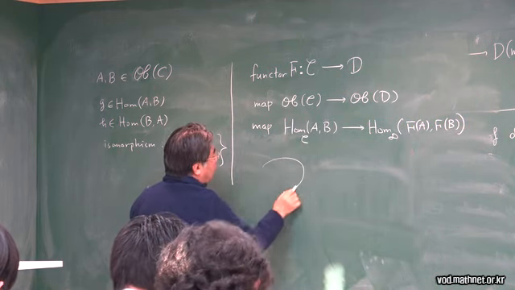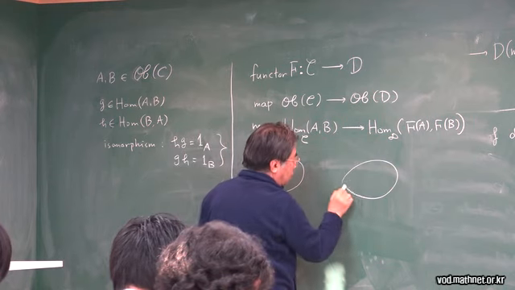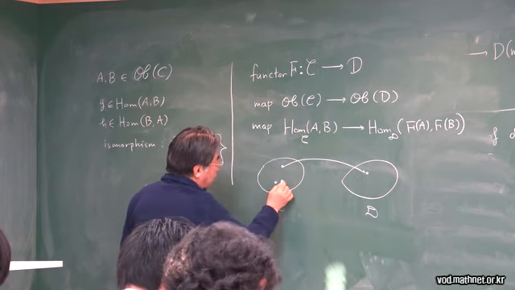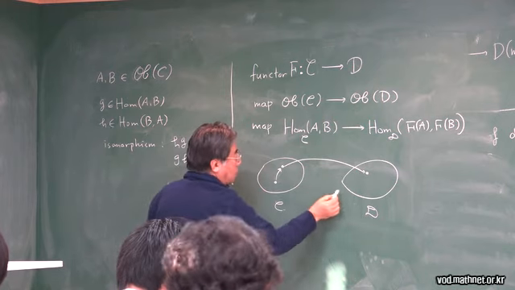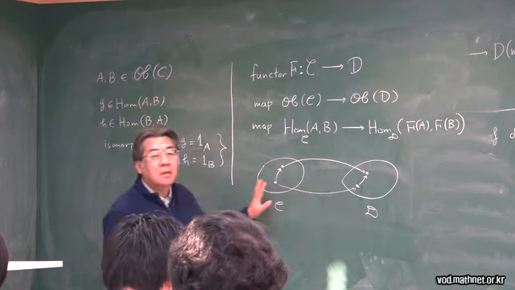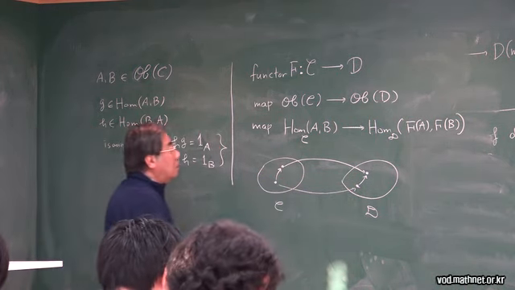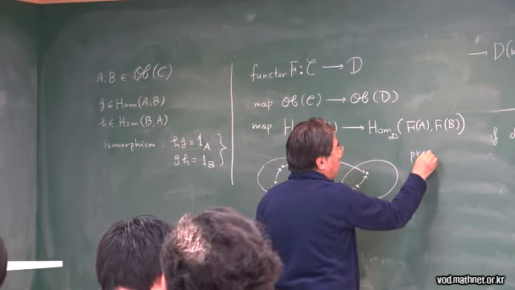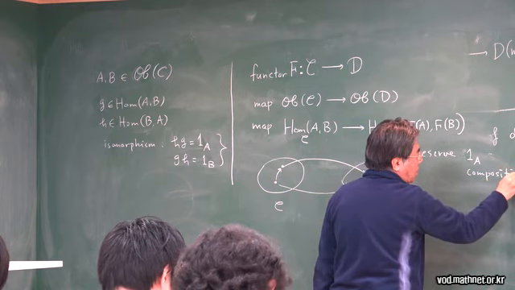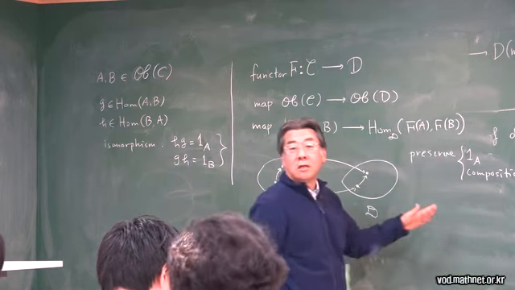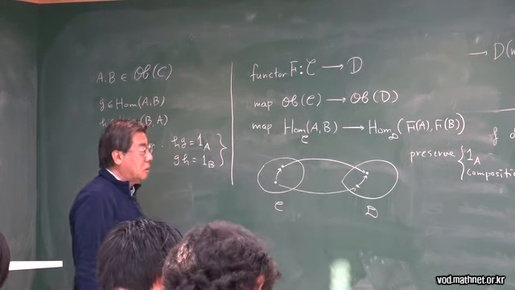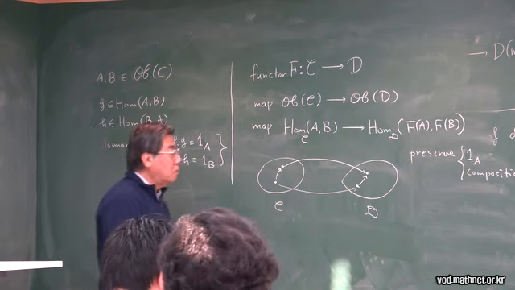So this is C and this is D, and a point is mapped to a point, and if there are two points and there is an arrow here, then this point is mapped to here, and this arrow is mapped to this. So everything is mapped, and that preserves identity elements and the composition. Composition and identity elements are additional axioms, and these maps preserve these additional structures. This is a functor. So this is the extended notion of a map between sets.